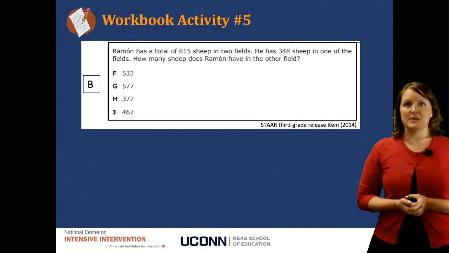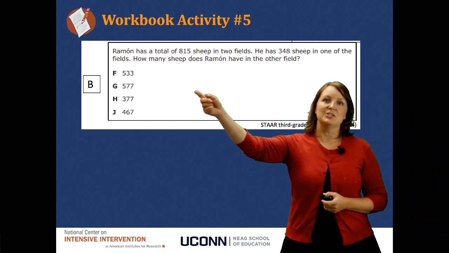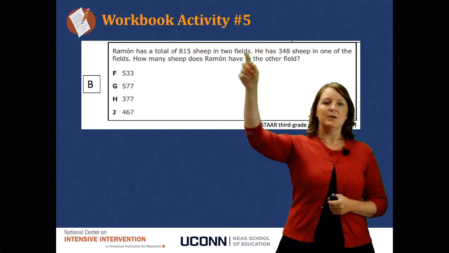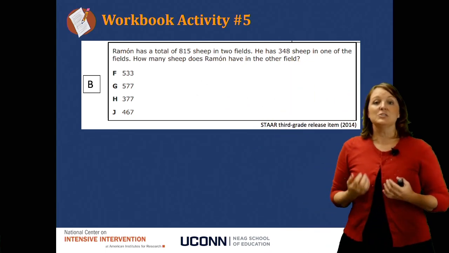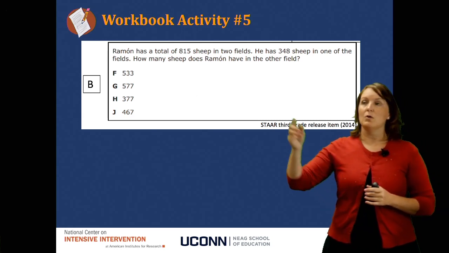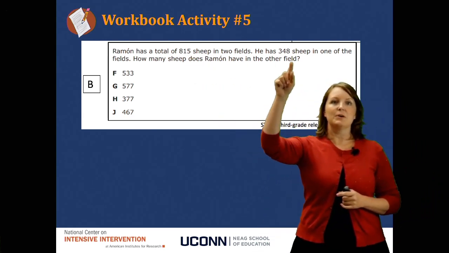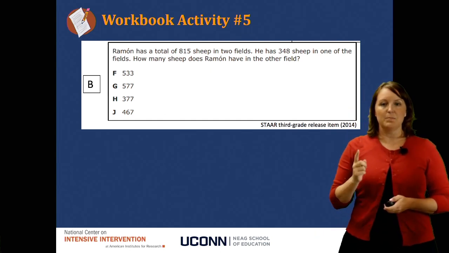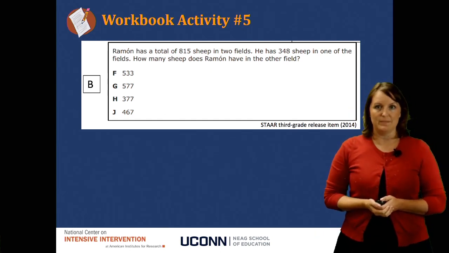Let's look at problem B. Here, how many sheep does Ramon have in the other field? Well, here we're given the total number of sheep and the sheep in one field, so this is also a total problem. This is a total problem where we're given the total, which is 815, and we're given one of the parts, and your job is to find the other part. So B is also a total problem.